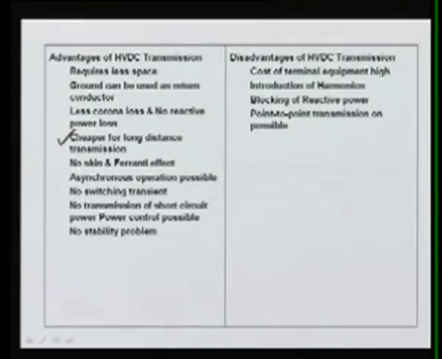Also, the corona loss is minimum in this DC transmission system, and there is no concept of reactive power at all, so there is no reactive power loss in this HVDC transmission system. It is also cheap for long distance transmission of power. So HVDC transmission is cheap for transmitting power over a long distance.